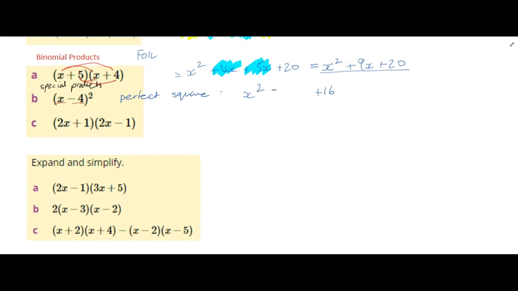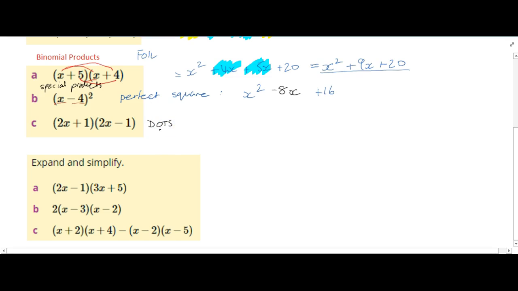Okay, and that can be tricky to remember. It takes a bit of practice. It's just a shortcut of FOIL. Okay, this last one is called a difference of two squares, or DOTS, we call it for short.